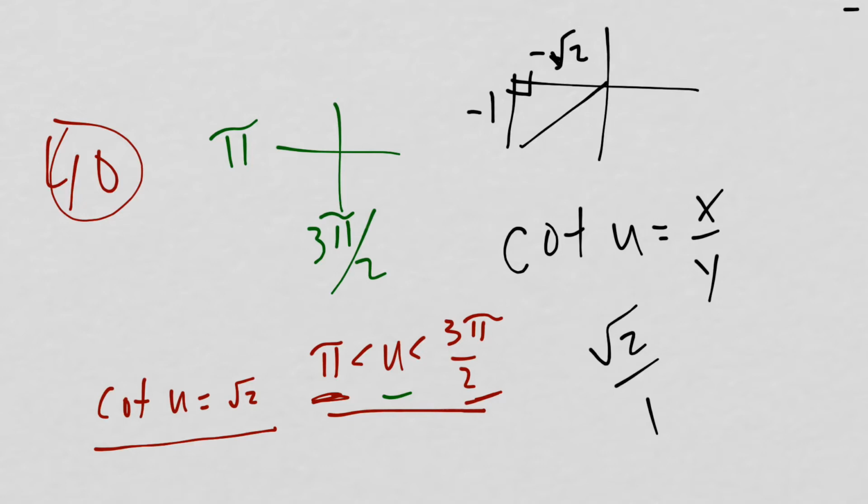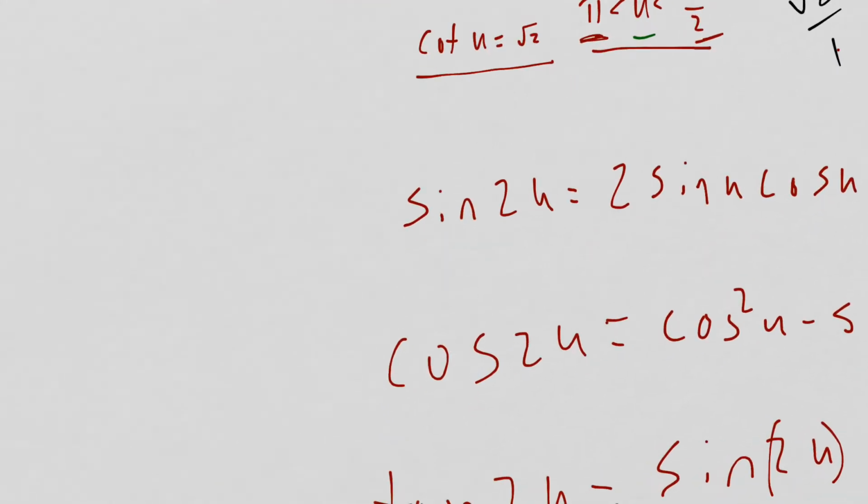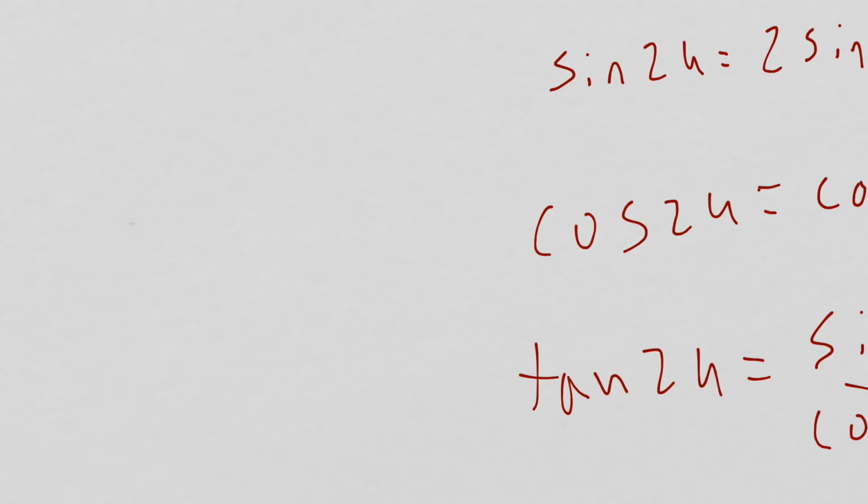and negative 1. And now when I know those two sides, I can find the radius, because x squared plus y squared, square root of that, is going to equal the radius. So x squared is 2, y squared is 1, so this side is going to be the square root of 3. Alright, so now we're supposed to figure out what the sine, cosine, and tangent of twice the angle is.